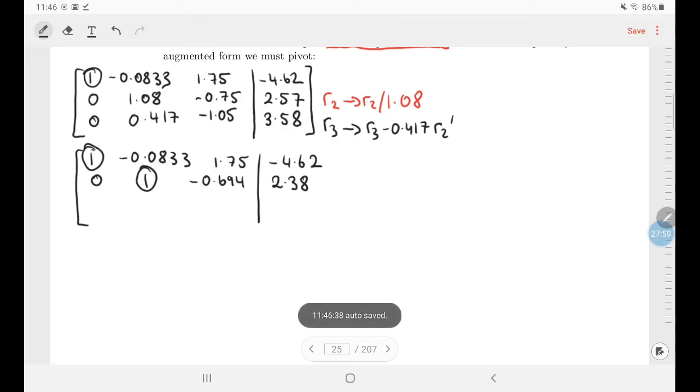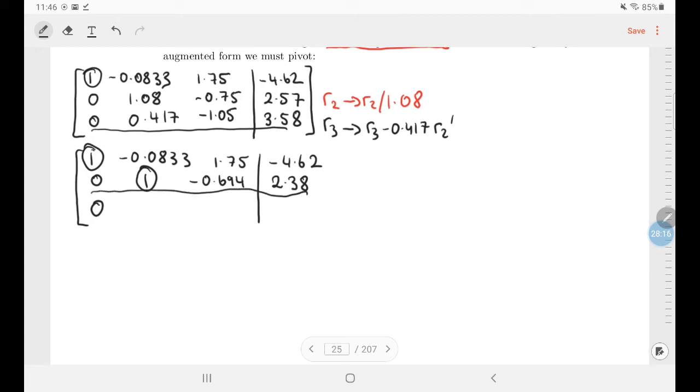So I have 0 minus 0.417 times 0 is 0. Then 0.417 minus 0.417 times 1 gives me 0. The dash here means I'm doing this row here minus 0.417 times this row here. Into the calculator now, and I'm being very careful. I'm not great at the calculator, but we'll see.